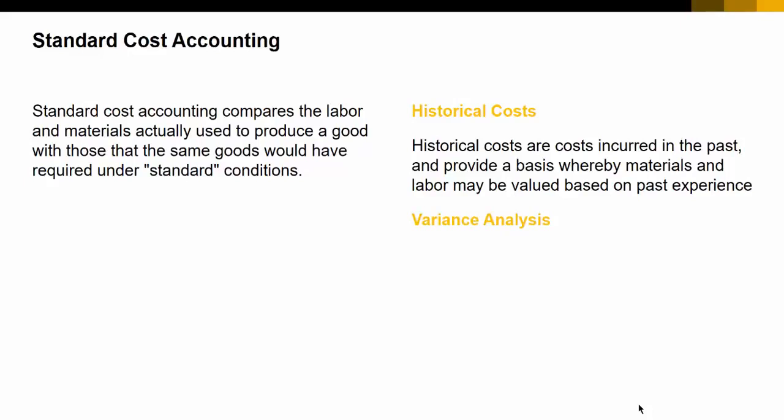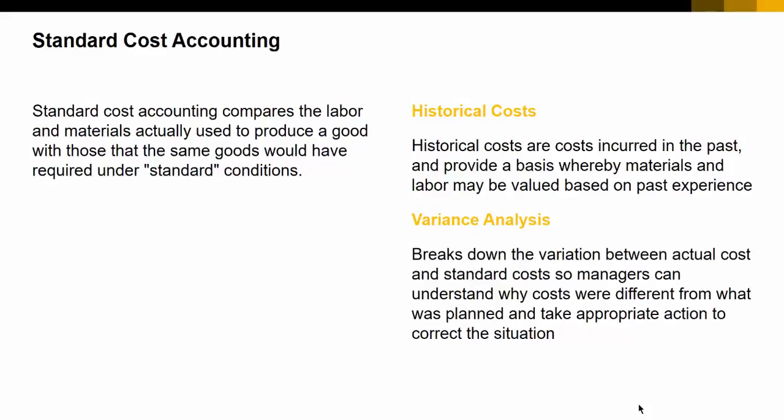And probably more important than the historical costs themselves is the variance analysis, which basically looks at the variation between the actual cost to produce a good and the standard cost so that managers can understand why the costs were different from what was planned and therefore take the appropriate action to correct the situation.